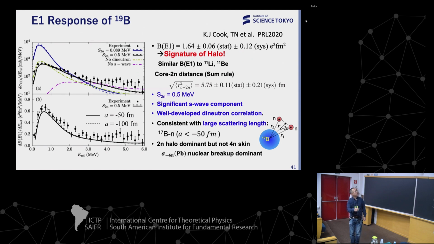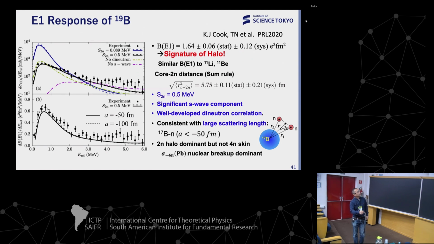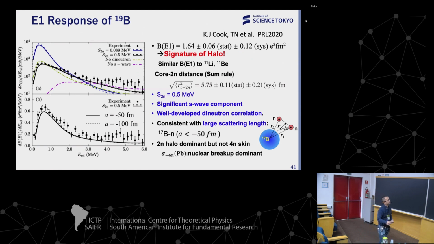So we got a large E1 strength, 1.6 e² fm², which is actually very close to lithium-11. This is a signature of a halo. And the core-2 neutron distance was also extracted using the sum rule, 5.75 femtometers, which is very large. The separation energy should be close to 0.5 MeV, and a significant S-wave component will develop dineutron correlation. And this is consistent with large scattering lengths. Large means in amplitude, so the scattering length a should be smaller than minus 50 femtometers.